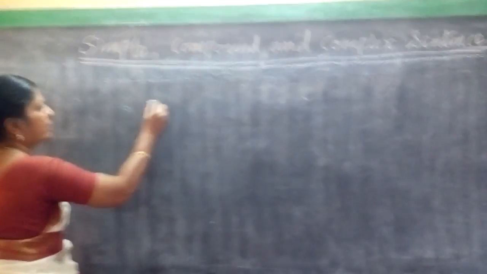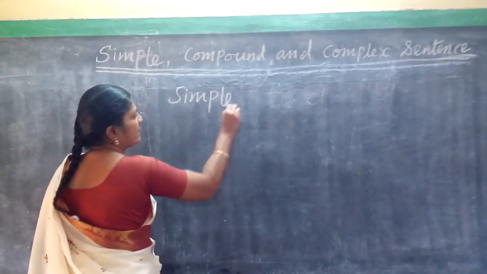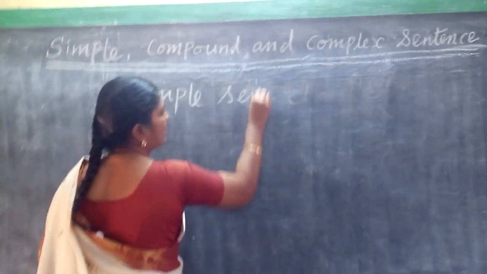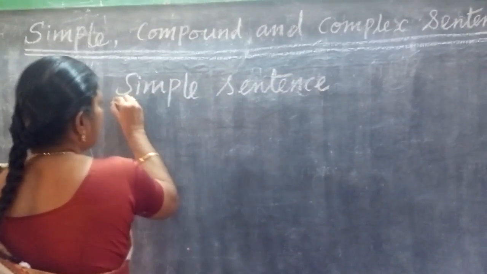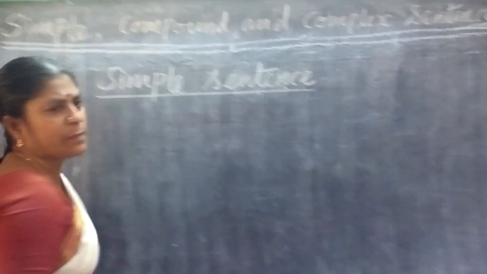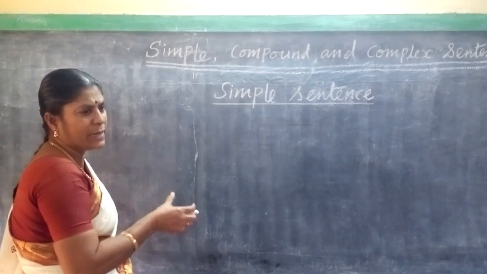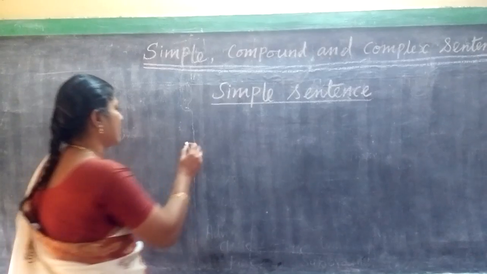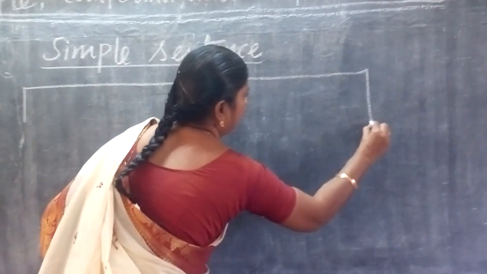Simple, compound and complex sentence. We will see what a simple sentence is. A simple sentence is nothing but a main class. Already we have seen this one. A simple sentence is called a principal class, main class, or independent class. We have seen the structure of the simple class.